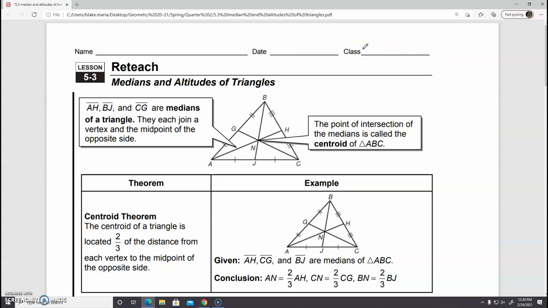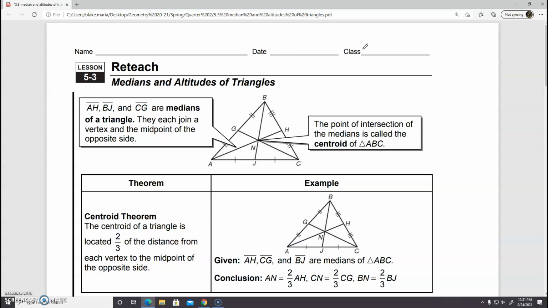So yesterday we talked about perpendicular bisectors crossing at the circumcenter and how it was equidistant to every vertex. And then we talked about angle bisectors crossing at the incenter and how it was equidistant to every side of your triangle. And now we're going to move on to the last two points of concurrency. The last two deal with medians and altitudes.